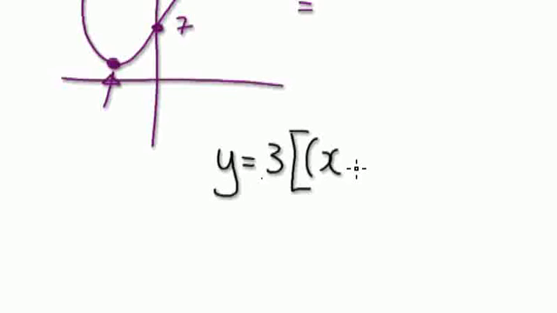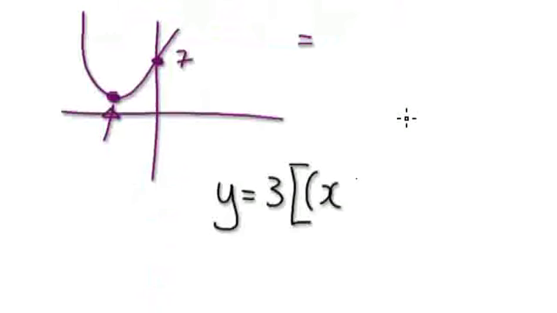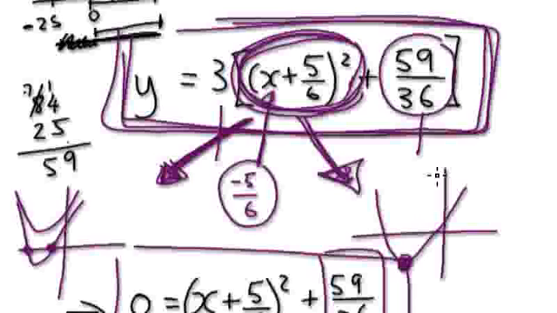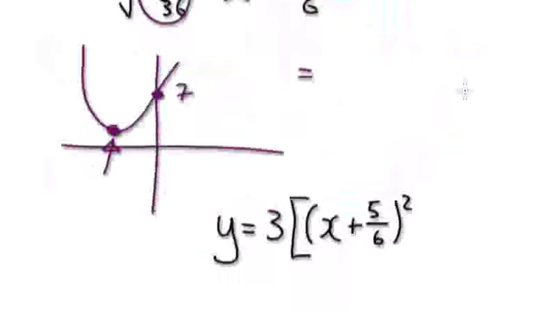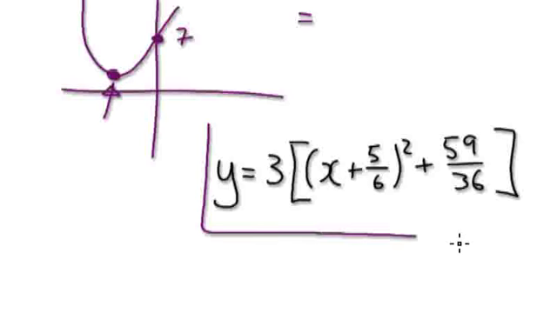Okay, hang on, let me just tidy this up here. So far we've got 3 square bracket x plus 5/6 squared plus 59 over 36. So far this is our key stage here.